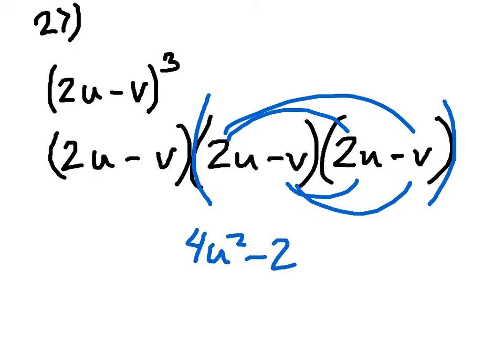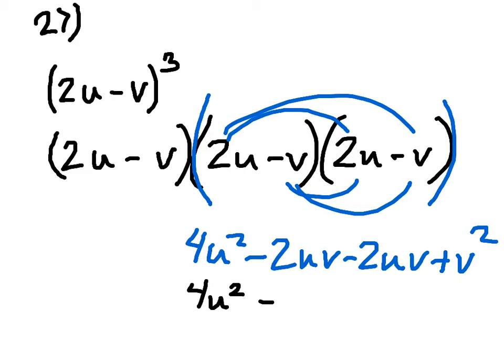Minus 2uv. Minus 2uv. Plus v squared. So we end up with 4u squared minus 4uv plus v squared. Now, that looks like a v there.